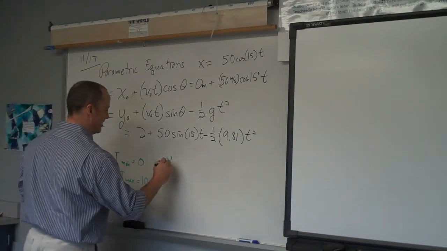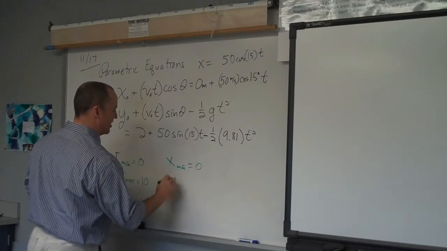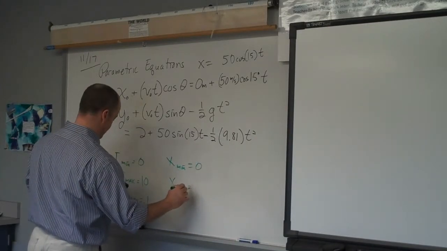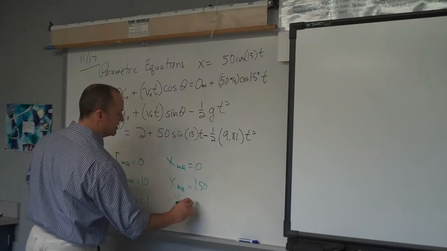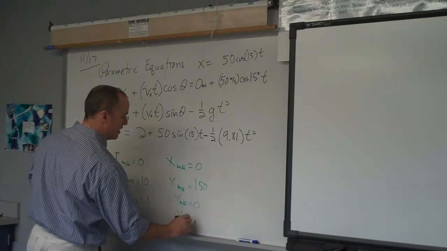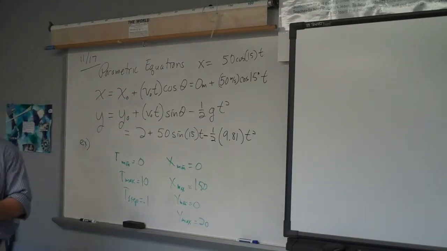I'm sure I put it in right. X-min 0. X-max 150. Y-min 0. Y-max 20. This gets me a very good view of this parabola. Now, I think we actually went a little bit too far, but let's take a look at this.